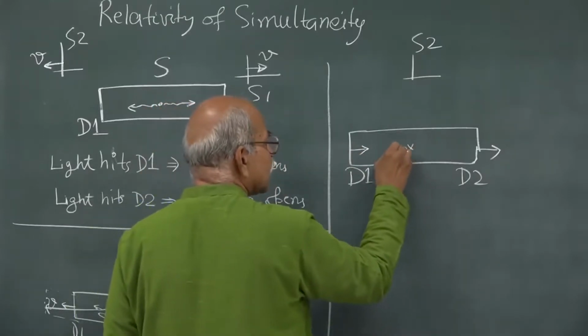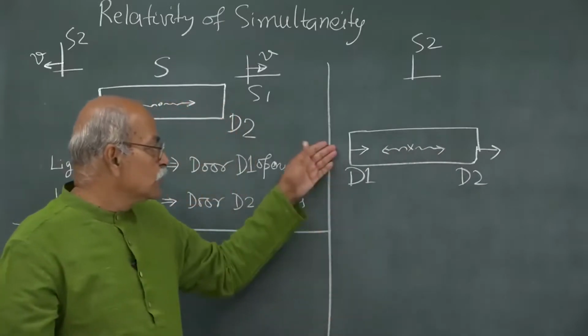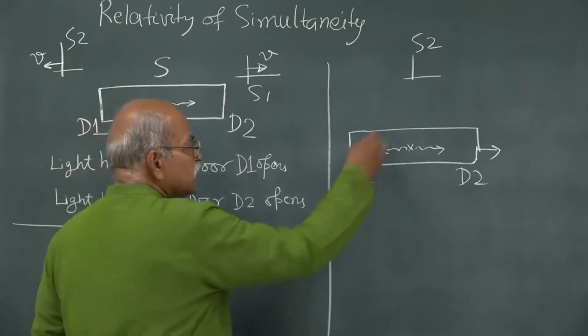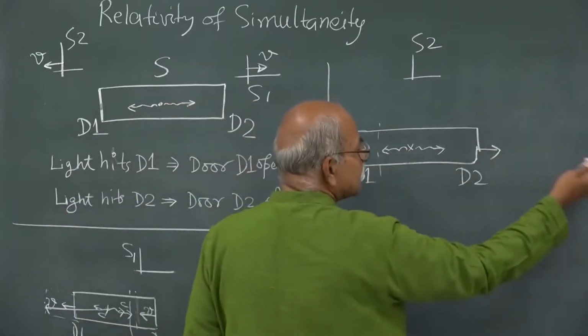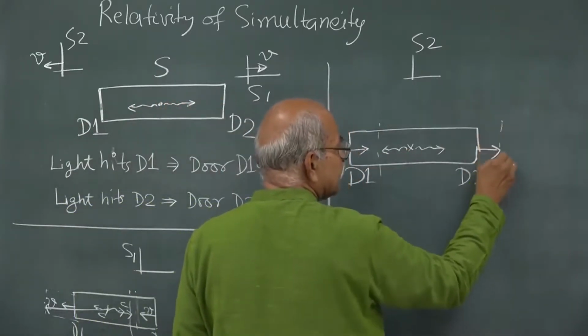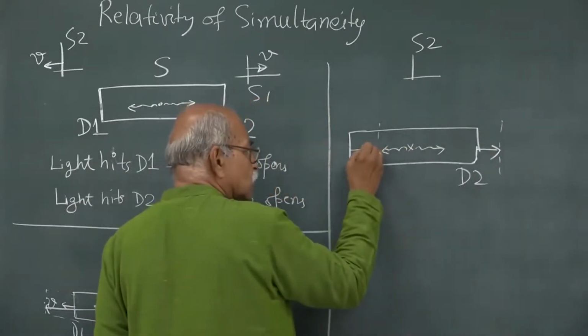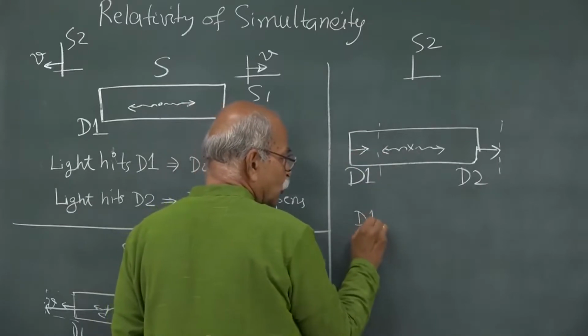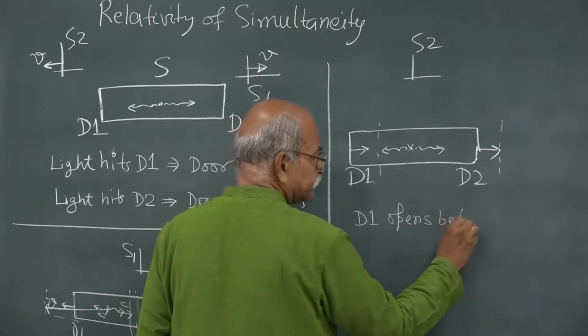From the middle, the light pulses are emitted, and since it is going towards the light pulse, the meeting point will be somewhere here, shorter distance, and this is going in the same direction as this light pulse, meeting will be somewhere here. So, longer distance. So, this door D1 will open before D2.